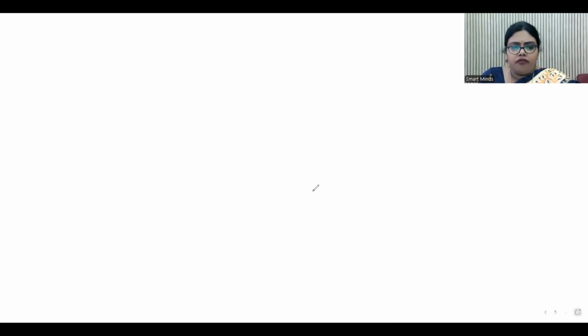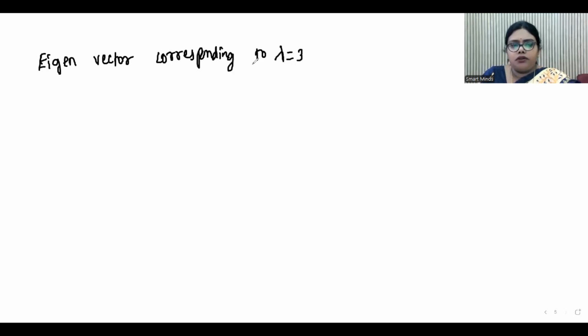Now, the same way we need to find the eigenvector corresponding to lambda is equal to 3. So substituting lambda is equal to 3 in equation number 1, what do you get?